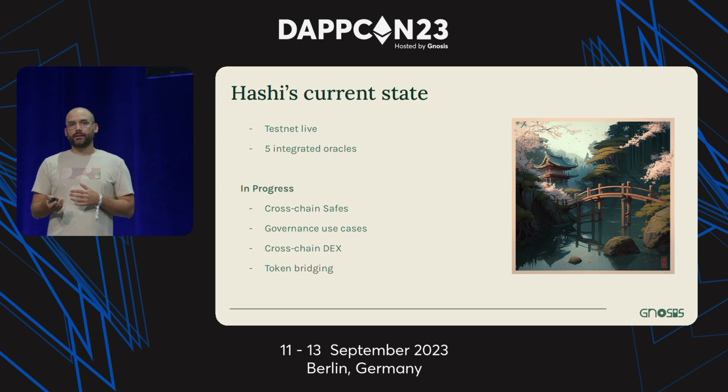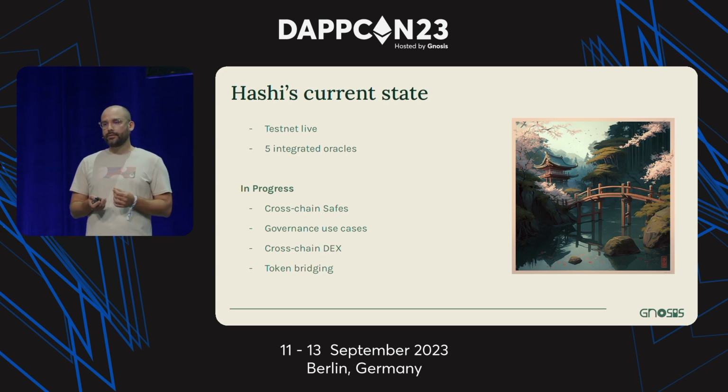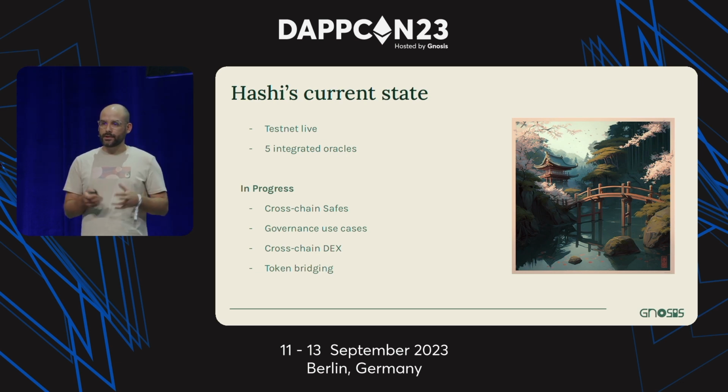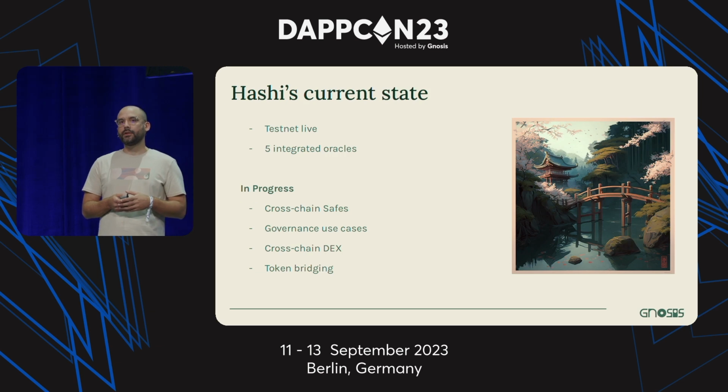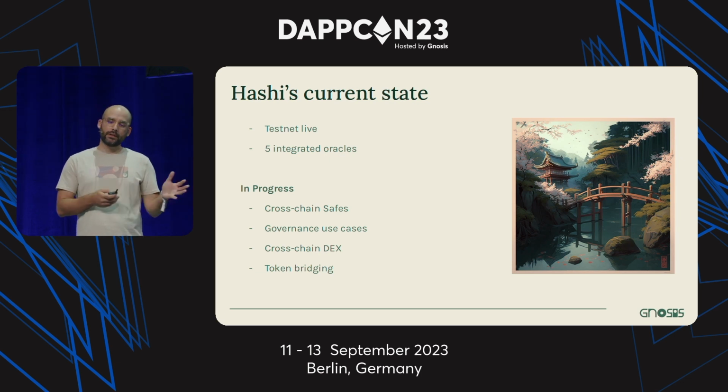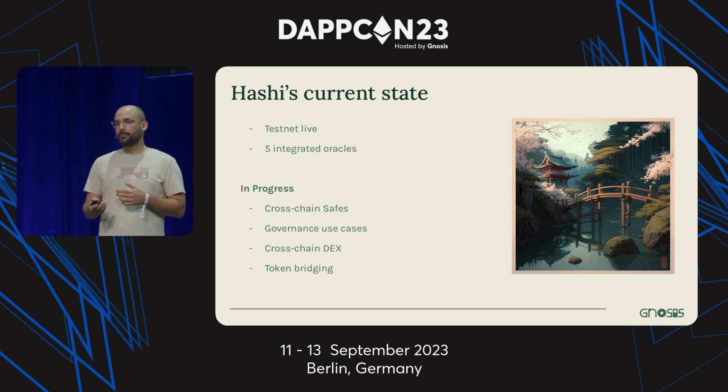What's Hashi's current state? We have a testnet live and 5 integrated oracles from the ones I mentioned before. If you're interested, you can go check it out and play around. It's on Goerli and Gnosis Chain. And of course, if you're developing something or if you have ideas, feel free to reach out. In progress, we have several interesting applications, some in early stage, some in later stage, such as cross-chain safes, governance use cases, cross-chain swaps, and of course, the token bridging I mentioned before.